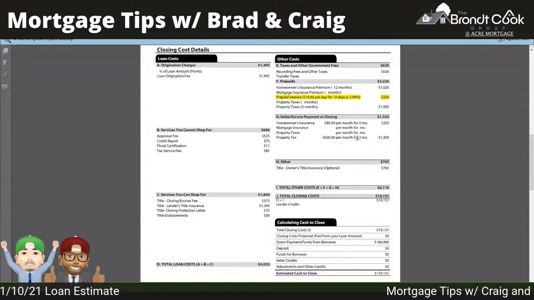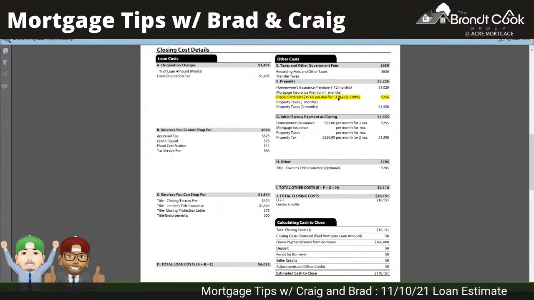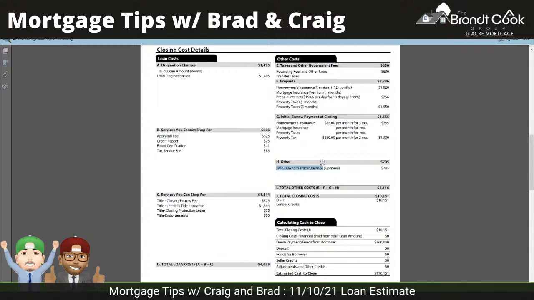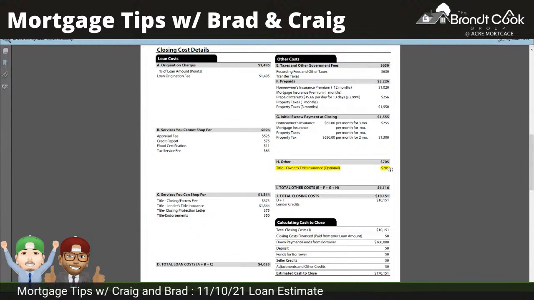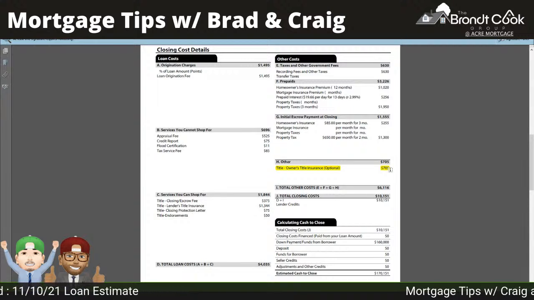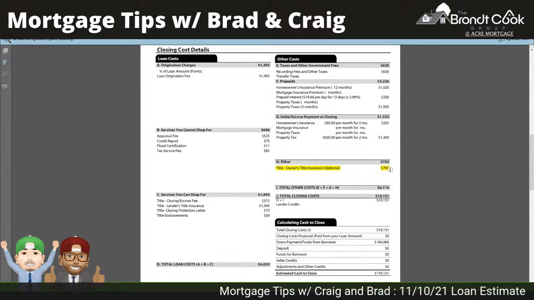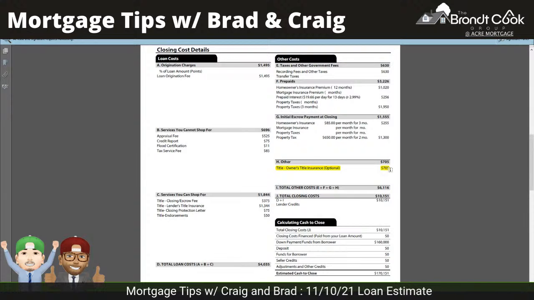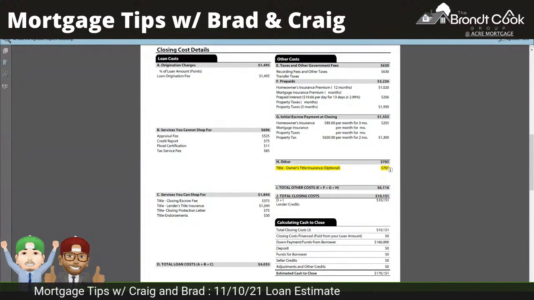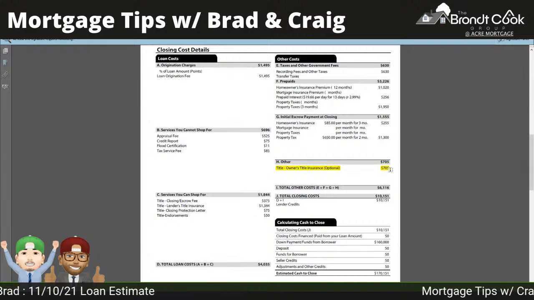I know. So let's go down to section H. In that section, you might have other fees. You might see fees that are related to the property type, right? With condos, sometimes they have capital contributions, what they call it. To enter into the association, you have to pay a certain amount of money. In this section, we have an owner's policy. An owner's policy protects the borrower.